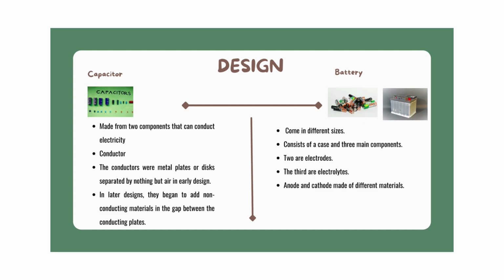But those early designs couldn't hold as much energy as engineers would have liked. In later designs, they began to add non-conducting materials in the gap between the conducting plates. Early examples of those materials included glass or paper. Sometimes a mineral known as mica was used. Today, designers may choose ceramics or plastic as their non-conductors.